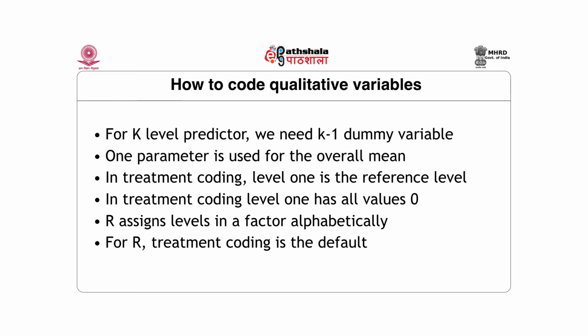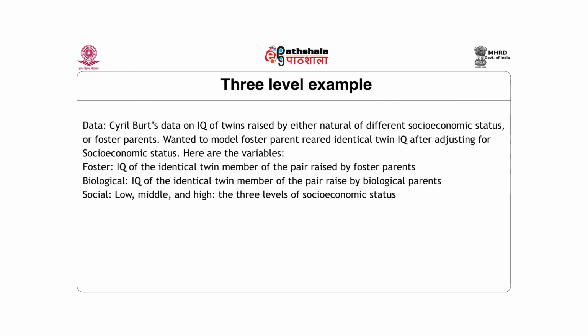So we have seen an example with 2-level variables. To make things a little bit clearer, let's take a look at an example where we look at ANCOVA with 3 levels of explanatory variables. The data came from Sir Cyril Burt's data on IQ of twins raised by either natural or foster parents.